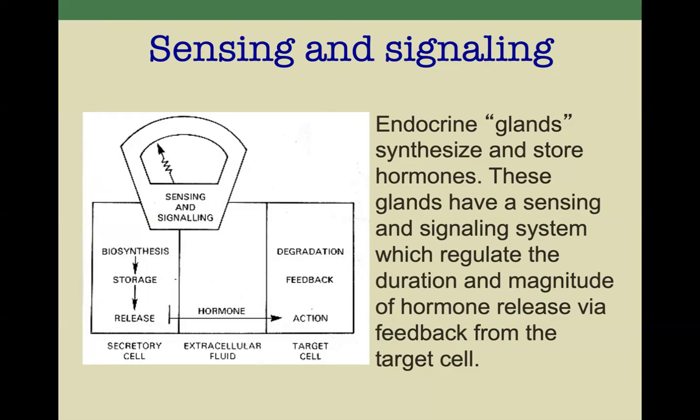Endocrine glands have a sensing and signaling system that can detect feedback from target cells to regulate the duration and magnitude of their analog release events. Much like a thermostat, this function is essential for establishing homeostatic balance. We will go over several specific examples of feedback regulation later in the course.